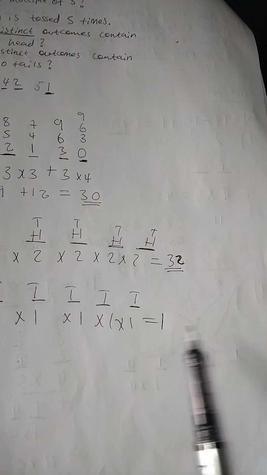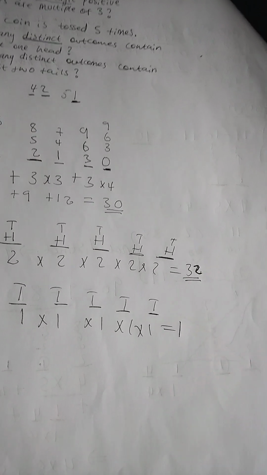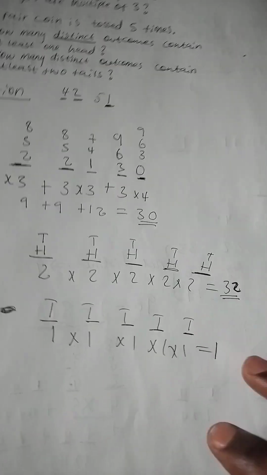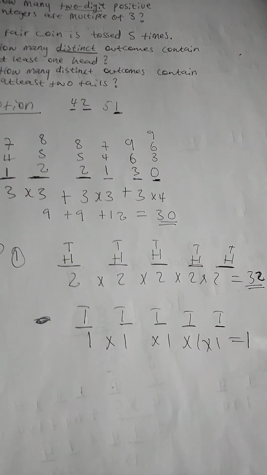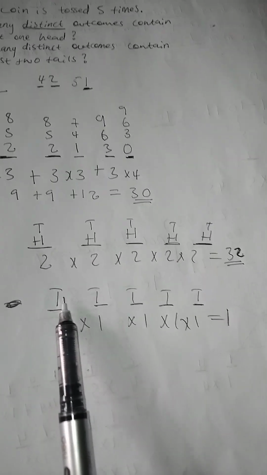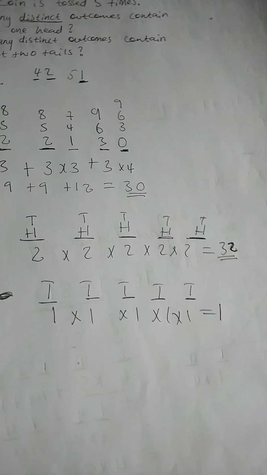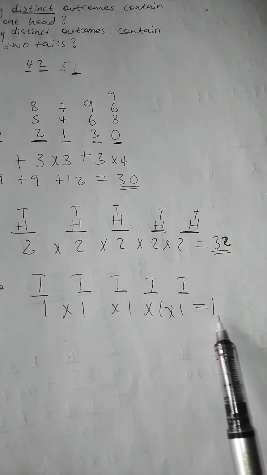Okay, so if we subtract this number from the total, then we're going to find where we have at least one head, instead of constructing too many of them where we're trying to count where there is a head too many times, isn't it? So we just construct where there is no head at all, so we're only having tails, and we get that the answer for that is equal to 1.